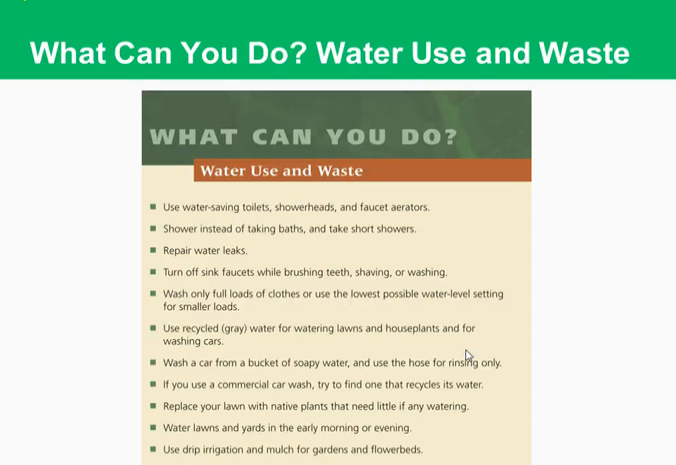and then they give the correct amount of water for it. Use recycled or gray water for watering lawns and houseplants and for washing cars. Wash a car from a bucket of soapy water and only use the hose for rinsing. If you use a commercial car wash, try to find one that recycles its water. Replace your lawn with native plants. Water lawns in the morning or evening.